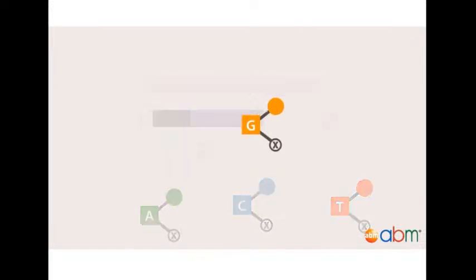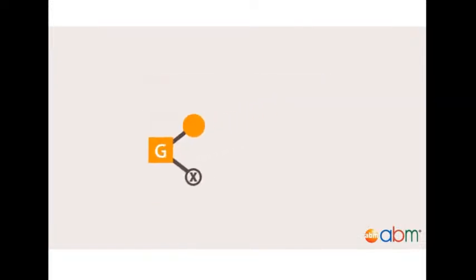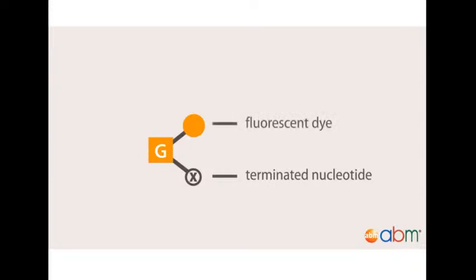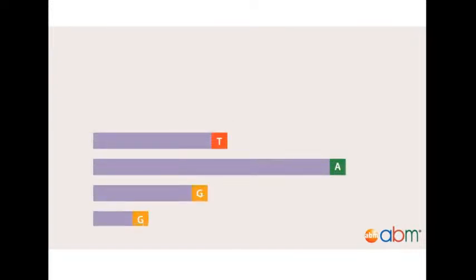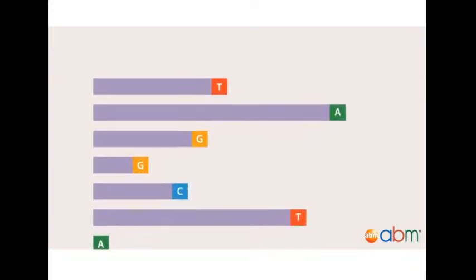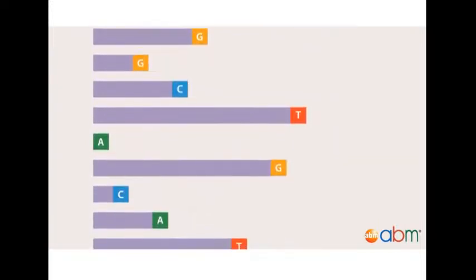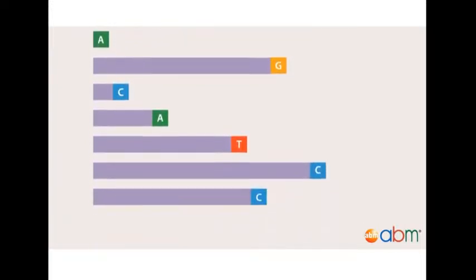However, they differ from natural deoxynucleotides in 2 ways. 1. They lack a 3' hydroxyl group, which is required for further DNA extension, resulting in chain termination once incorporated in the DNA molecule. And 2, each dideoxynucleotide has a unique fluorescent dye attached to it, allowing for automatic detection of the DNA sequence. As a result, many copies of different length DNA fragments are generated in each reaction, terminated at all of the nucleotide positions of the template molecule by one of the dideoxynucleotides.